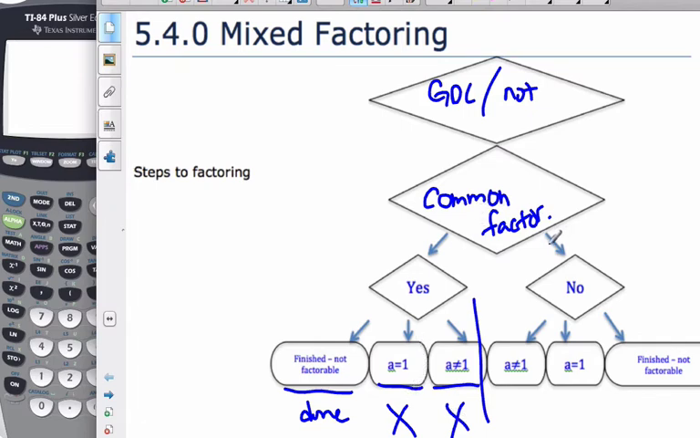If there is no common factor, then we have the same idea. We have our techniques that we've learned, or maybe it's done factoring. Maybe there's nothing else to do. So let's go to our examples and give them a try here.